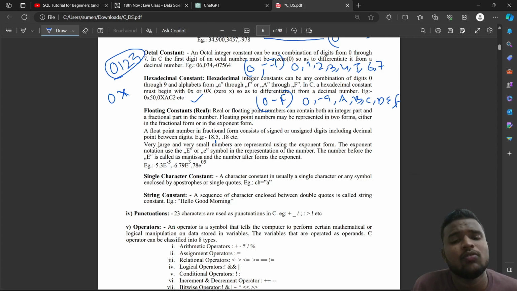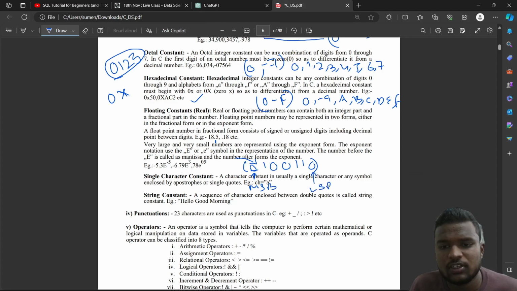One thing you must remember, like I have told you, is that any number will be represented in binary format, in zeros and ones, right? 0, 1, 0, 1, 1, 1, 0. It will be represented in this format. This digit is called the MSB, the most significant bit, and this digit is called the LSB, the least significant bit.